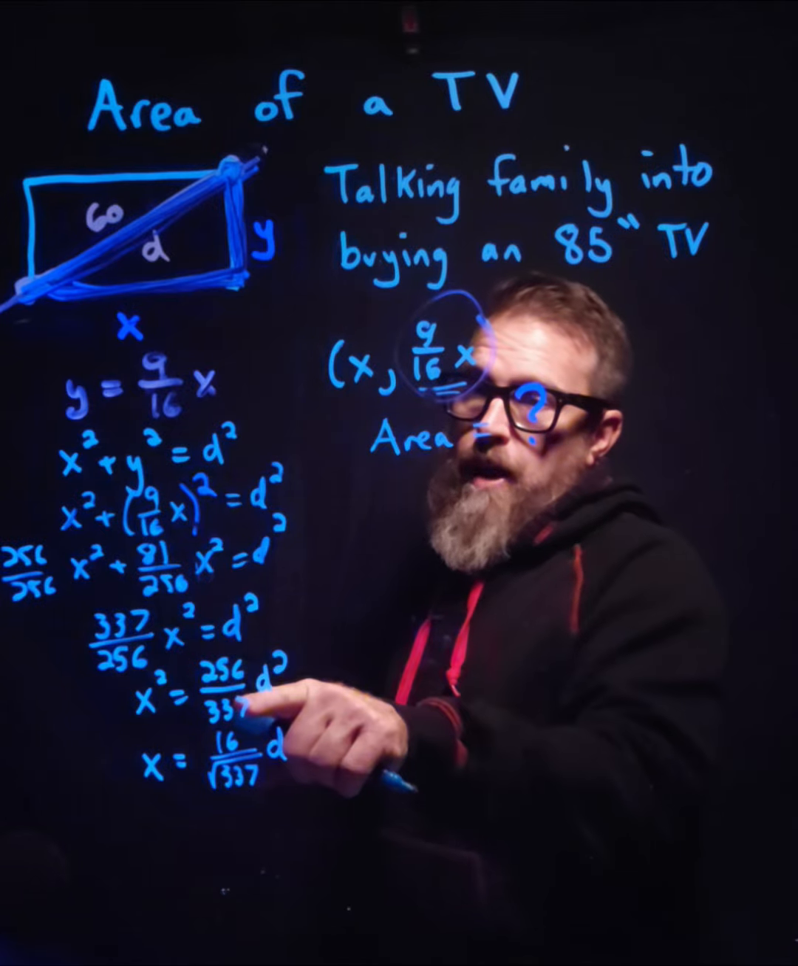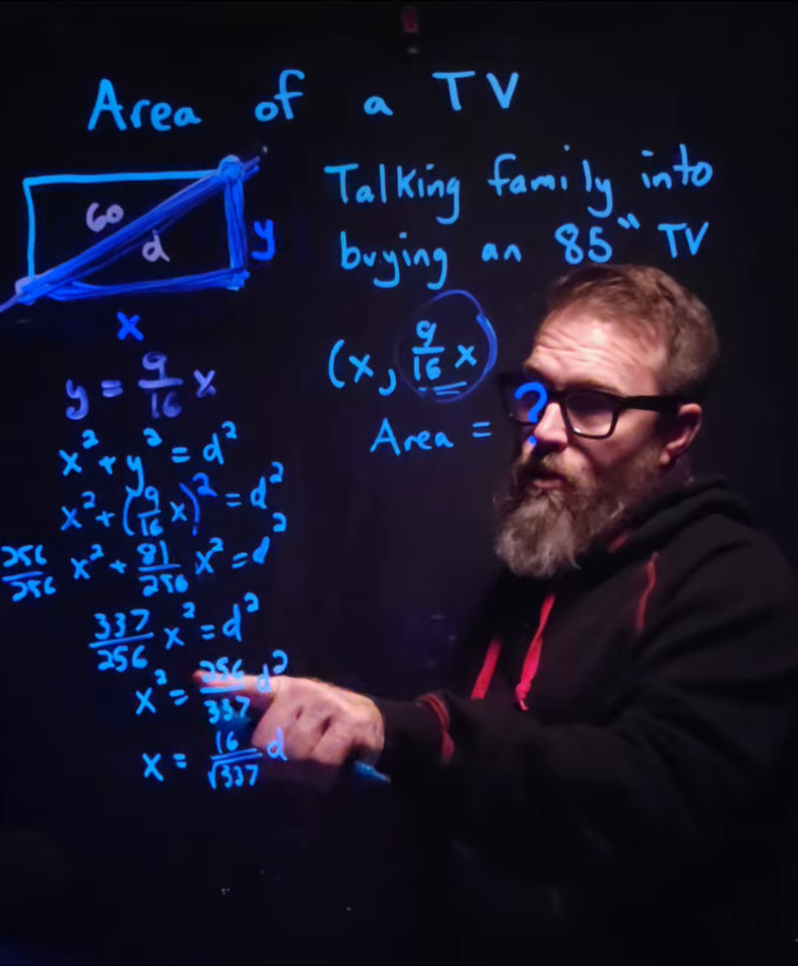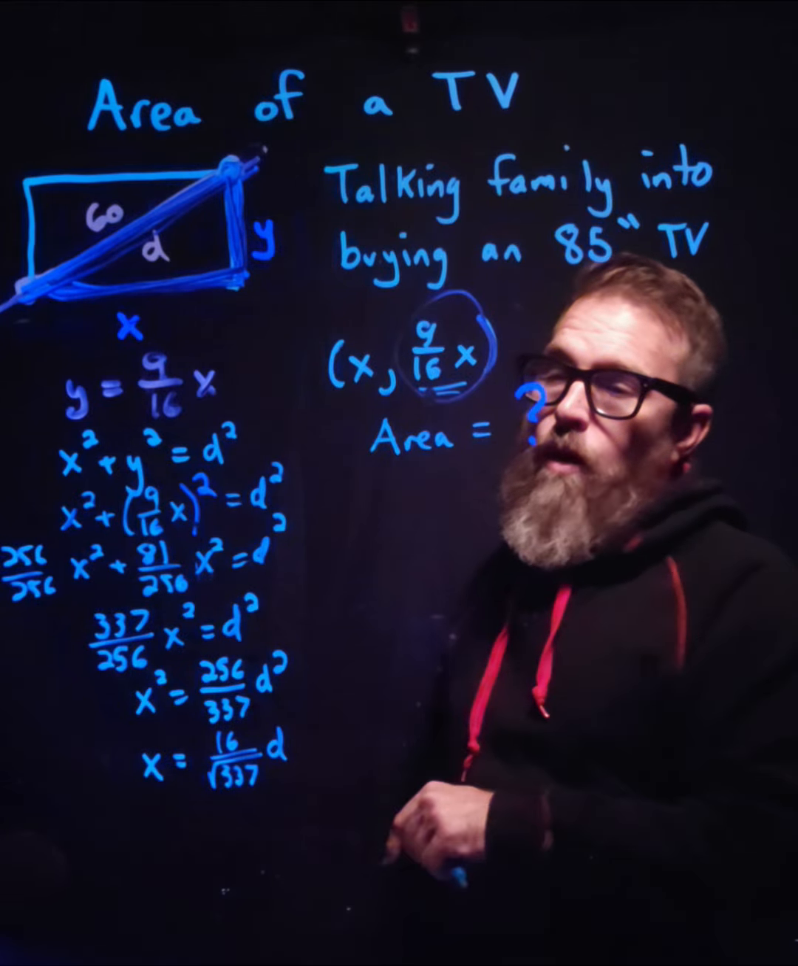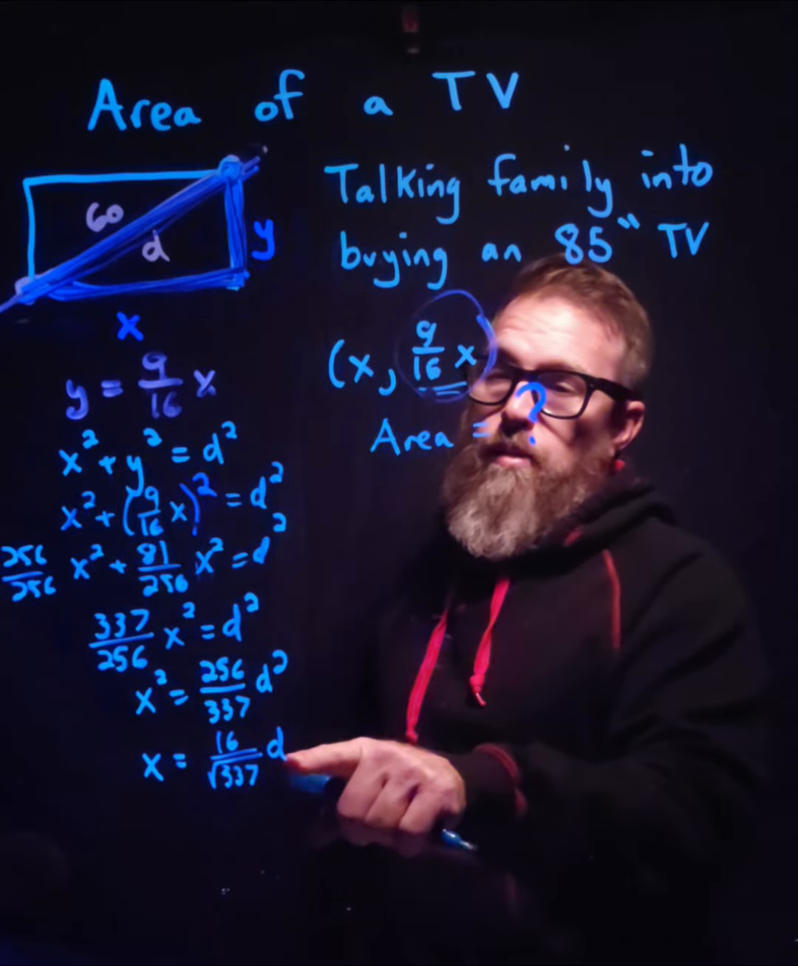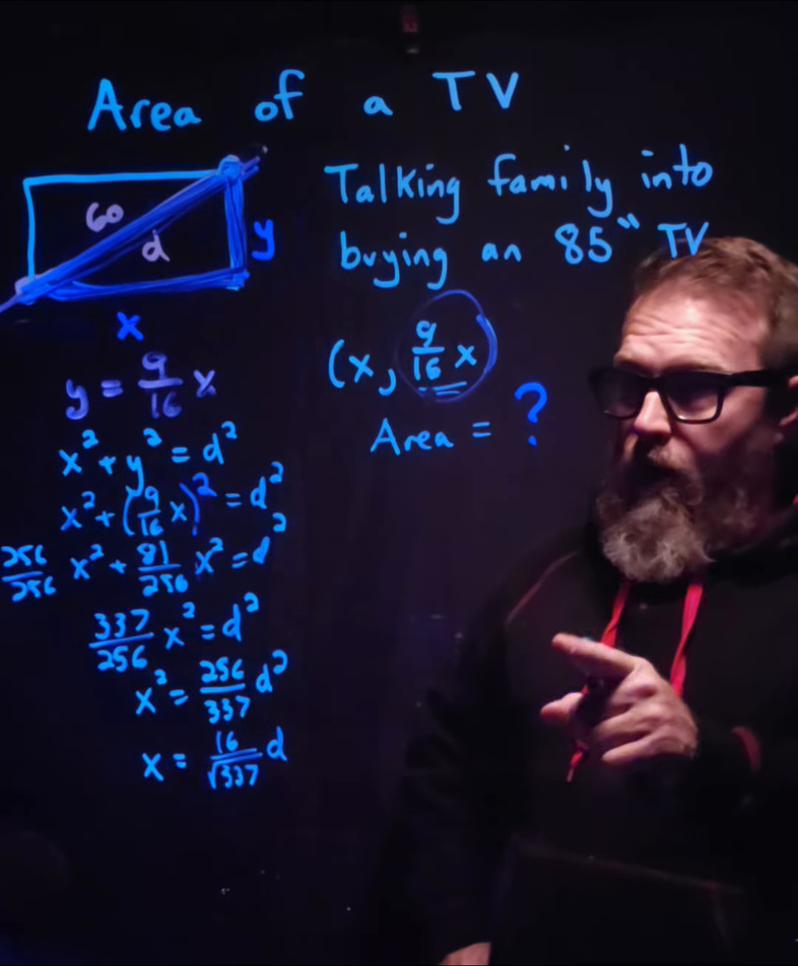Isolating the x squared by dividing by 337 and multiplying by 256. And finally square rooting this: square root of 256 being 16, over the square root of 337, is going to be the square root of d squared, which is d. So the big question is, what is the area?